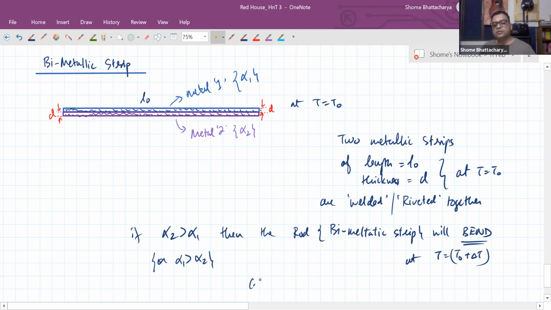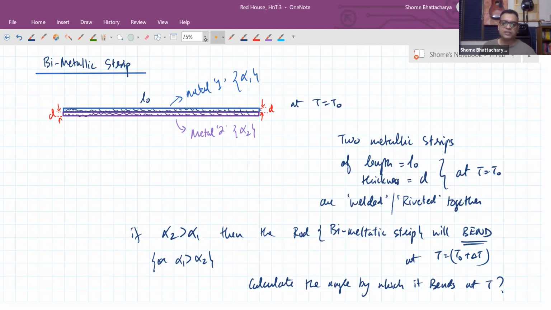So now we want to calculate the angle by which it bends at a new temperature. Of course, you can have a situation where the two strips are not exactly of the same thickness, with thicknesses D1 and D2, but we'll take the standard situation where they have the same thickness. So this is the general arrangement.